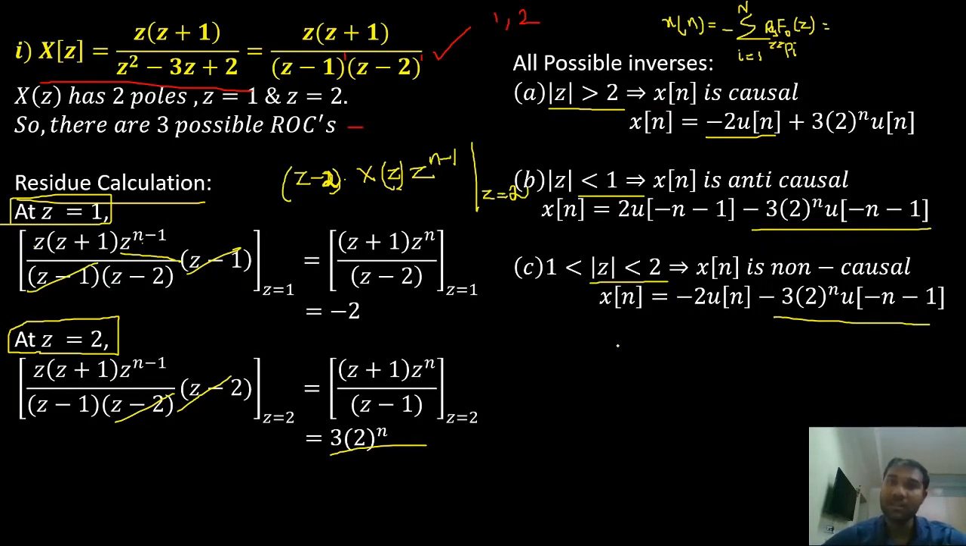So these are the three possible inverses for the given Z transform. Since there is no ROC specified, we can find three different Z inverses. If you find the Z transform for any of these three signals of x of n, you will get the same Z transform. That is what we have proved here, right?